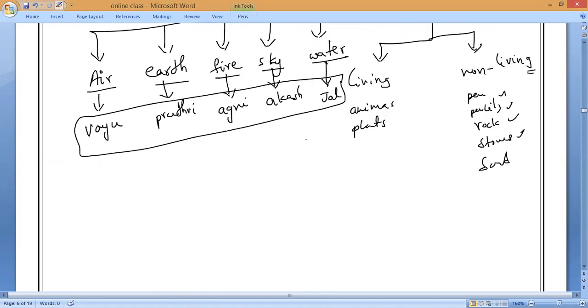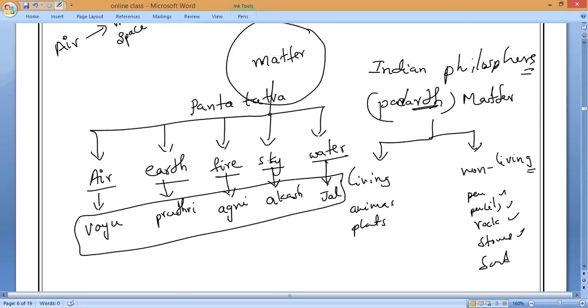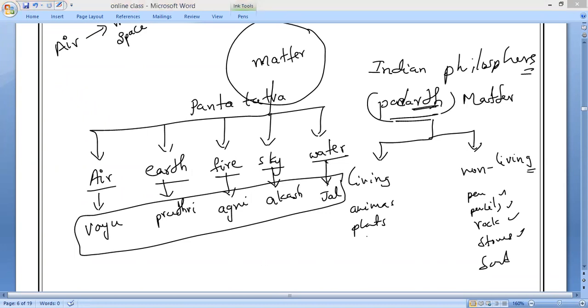Our Indian philosophers used to think that everything is made up of what? Every matter, every living or non-living thing, is made up of the five Panchatattva. The Sanskrit word for matter is padarth. So every padarth is made up of five things: vayu, prithvi, agni, akash, and jal. Please note it down till here, everyone. This is what our ancient Indian philosophers said.